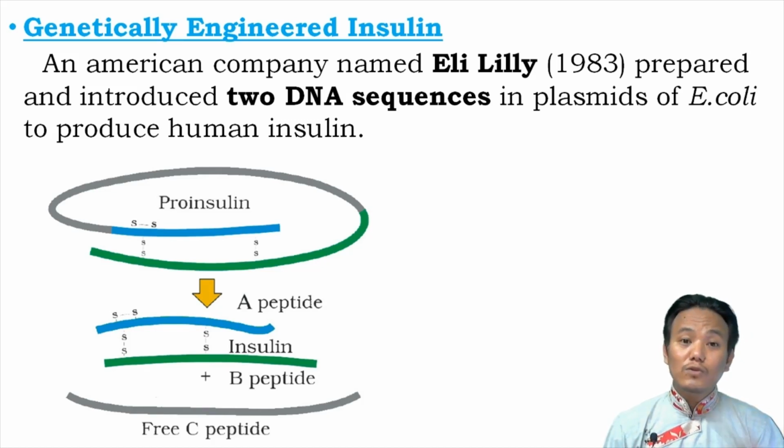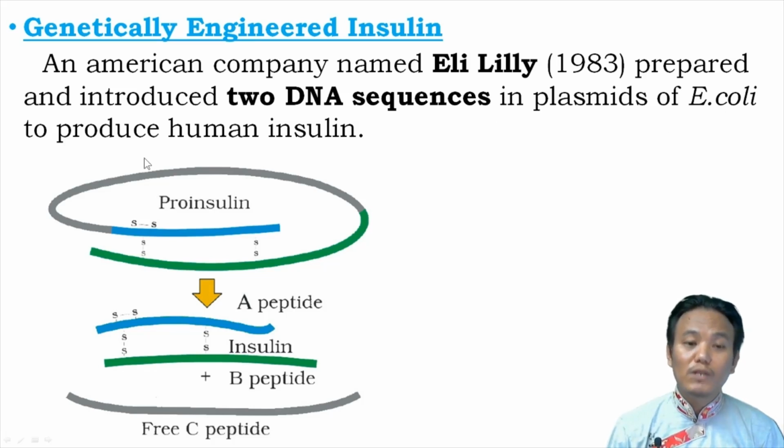So in order to avoid that, an American company called Eli Lilly in 1983 prepared and introduced 2 DNA sequences into the plasmids of E. coli, thereby making them produce human insulin, right? I mean, these E. coli, which now have plasmids with 2 human DNA sequences in them, start producing human insulin. And this human insulin can be milked from E. coli cultures in bioreactors, right?